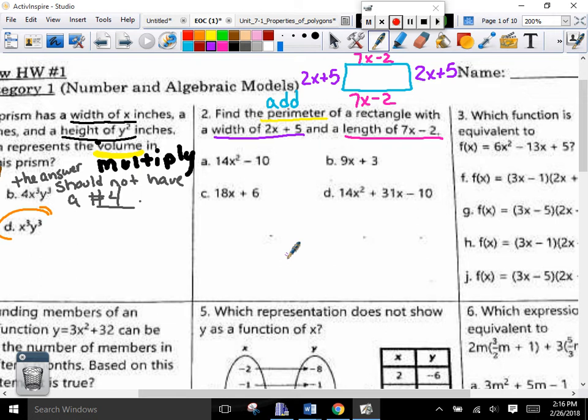Then we move on to our calculator trick. Remember, we said the word perimeter means to add, and we have to add everything around the shape. So I am going to grab my calculator.